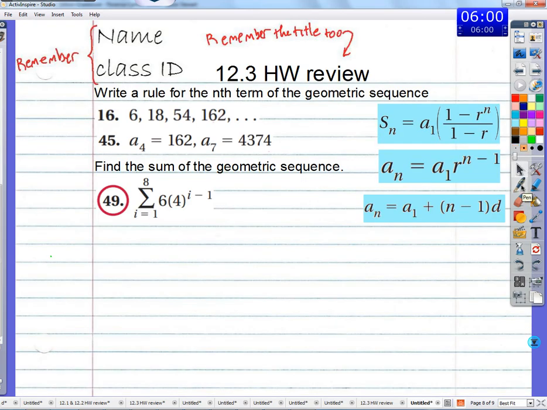What about for a geometric sequence? How am I going to find the number that I multiply 6 by to get 18? 18 divided by 6. When we divide, that's a ratio. The ratio between a number and the number before it is r, the common ratio. Okay, so let's use that and this.